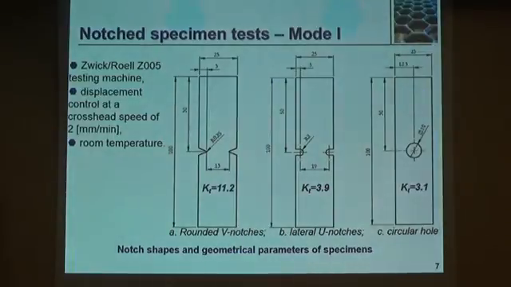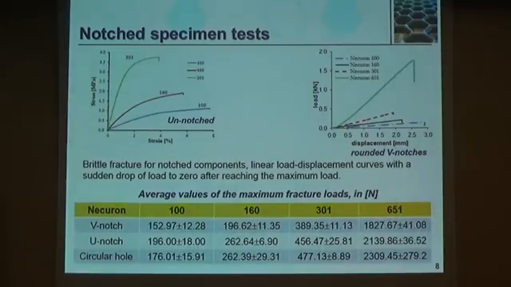So for investigation of the notch effect, we chose 3 notch geometries: a rounded V notch, lateral U notch, and circular hole with different diameters. We used our Zwick-Roell 5 kilonewton testing machine with a 2 millimeter per minute load speed at room temperature. We have here first the results from the tensile test without notch.